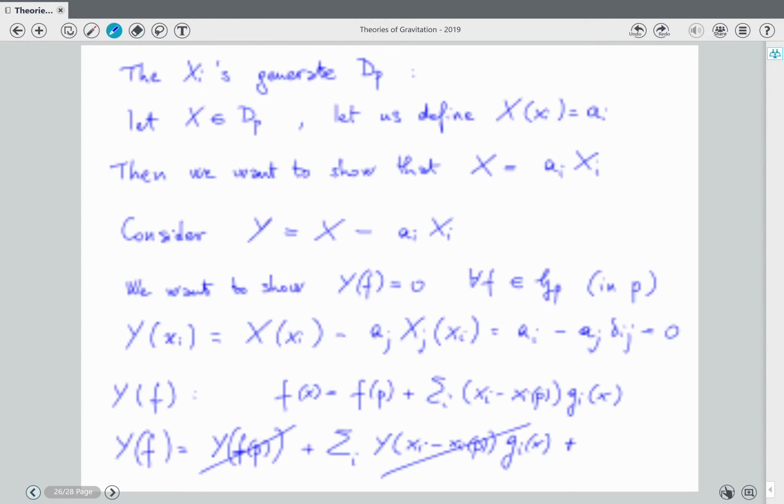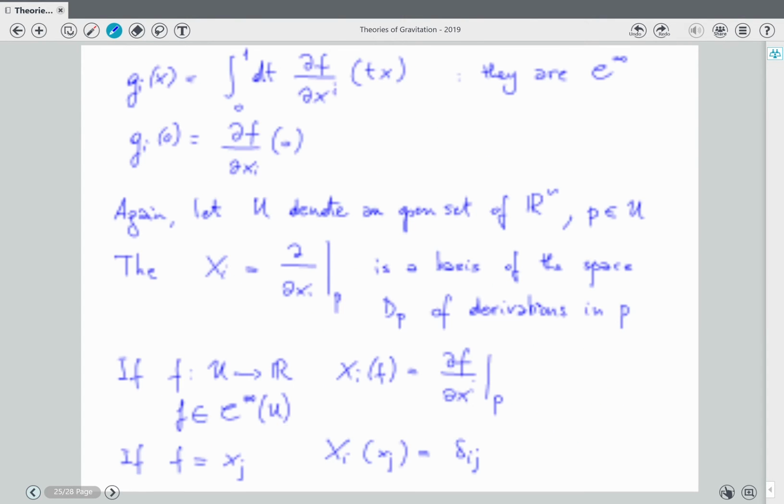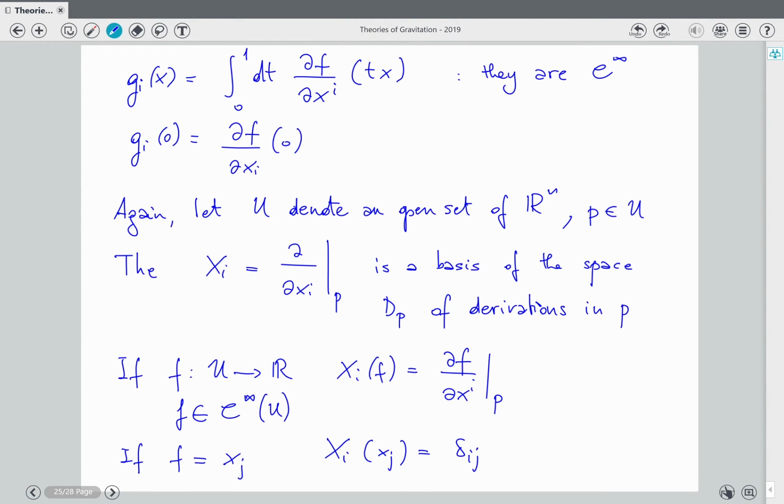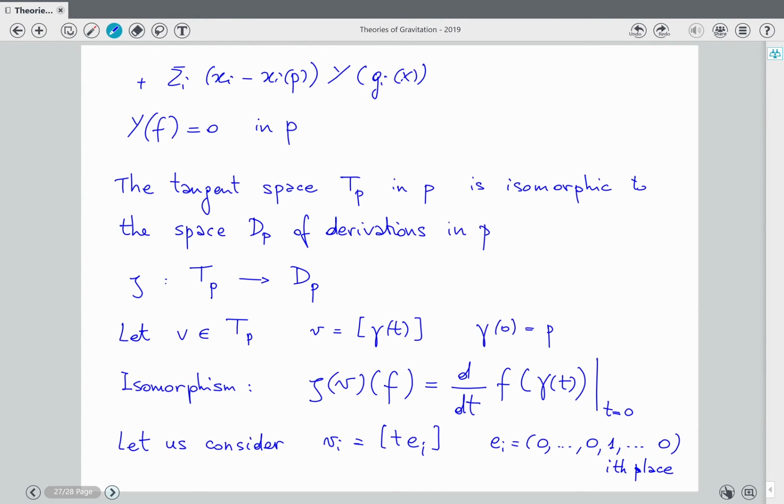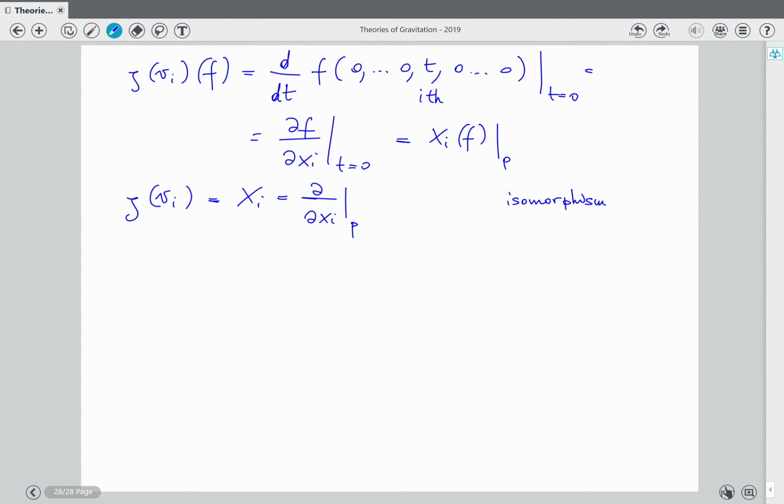Okay, so yes, xi, these elements are the basis of the derivations. Now we can define a vector field.